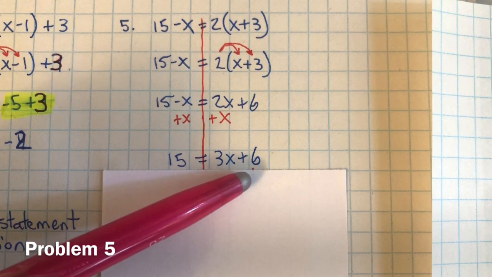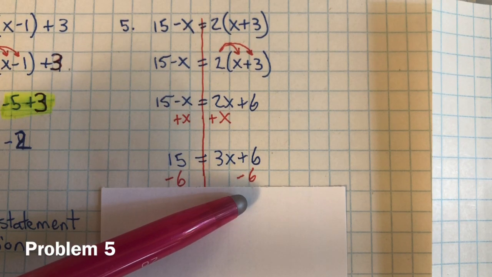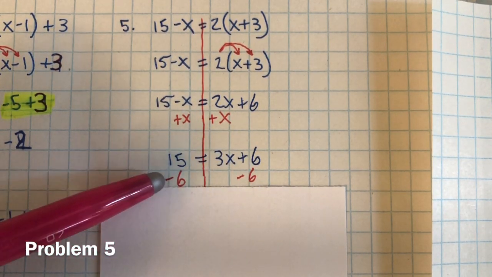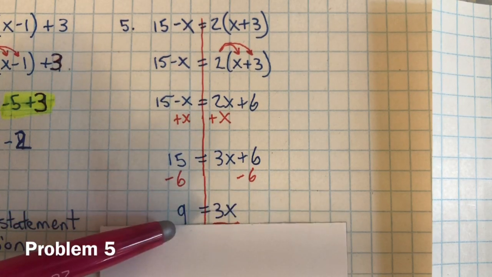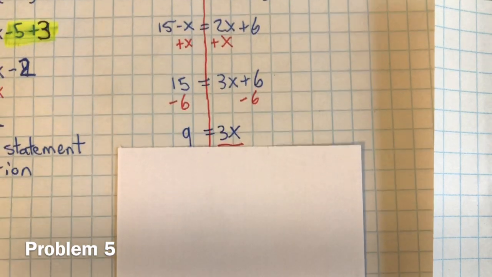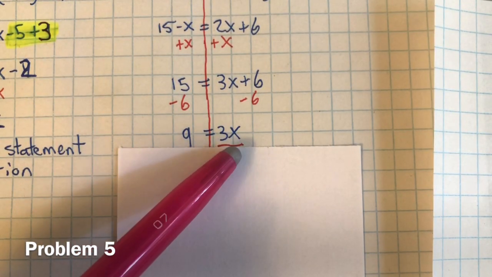Still don't have x by itself. I need to get rid of the positive 6 to the other side. So inverse of addition is subtraction. So subtract 6, created a zero pair. 15 minus 6 equals 9. Now I have 3x on the right side, which is multiplication. 3 multiplied by x.